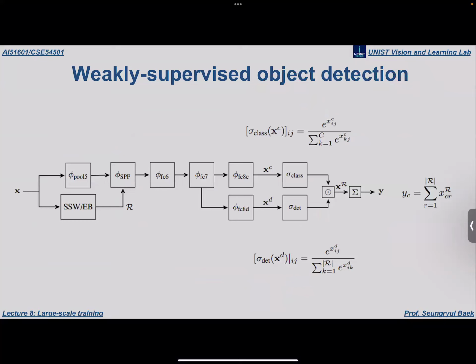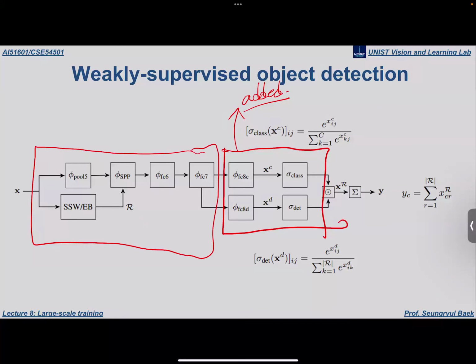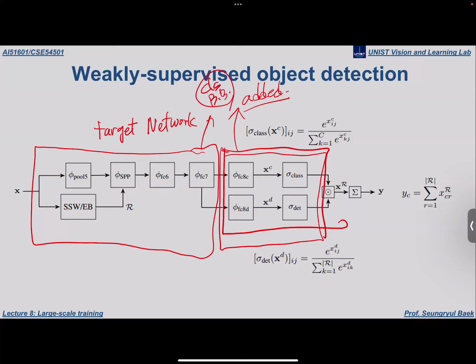So the way is like this. Here, this is some added differentiable layers. Okay, so this is the target network. This is the additional differentiable layers. Here, their output is bounding box and the classification label, but we cannot directly supervise this output because we don't have full supervisory signal, but we have only the image level signal.